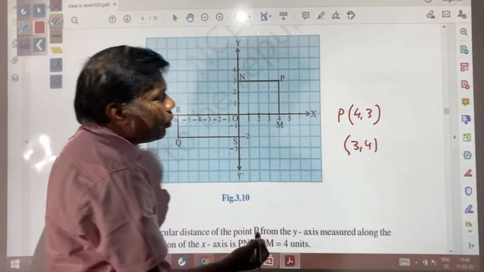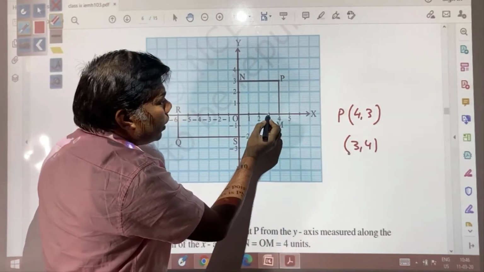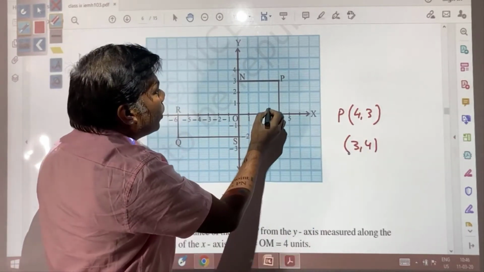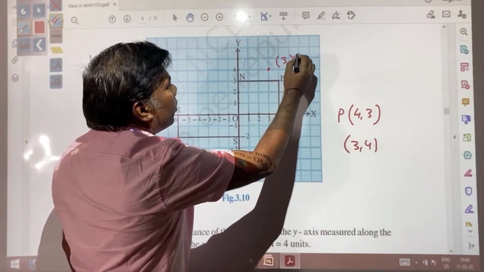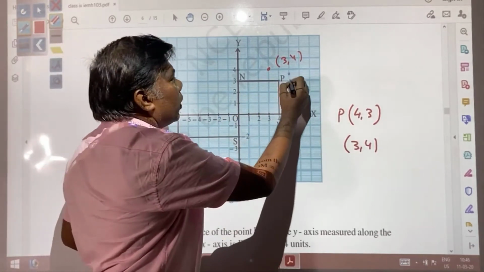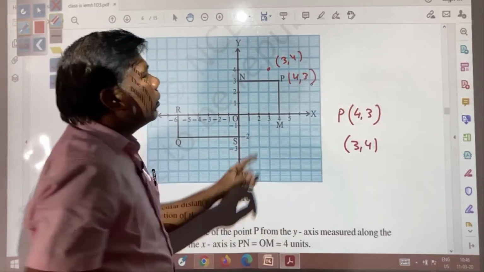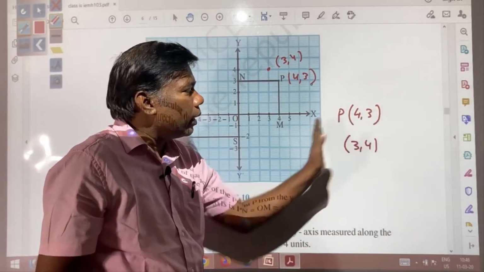Because when you say (3, 4), it means x is equal to 3 and y is equal to 4. This is the point you will be having. So (4, 3) and (3, 4) cannot be equal. So this is abscissa and ordinate. This cannot be interchanged.